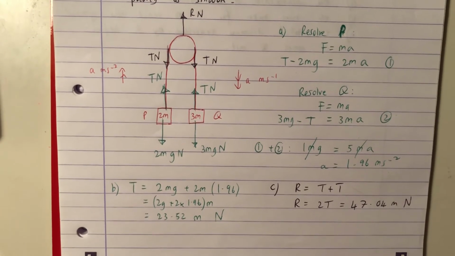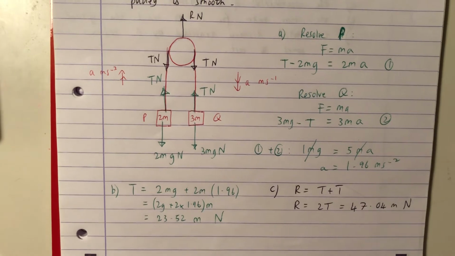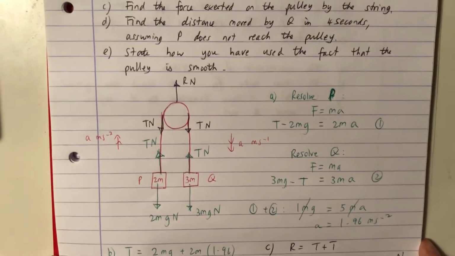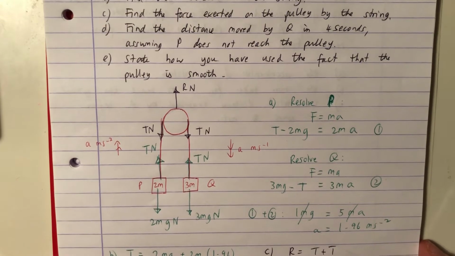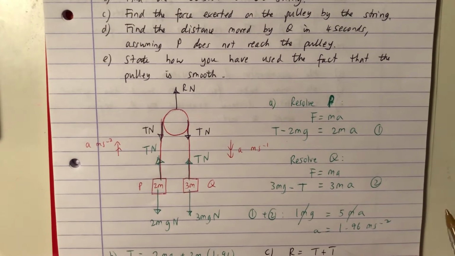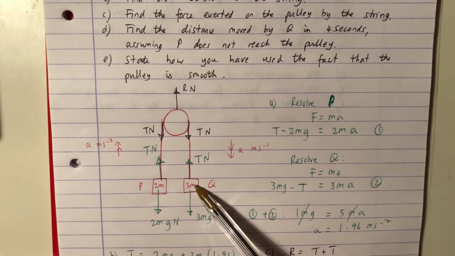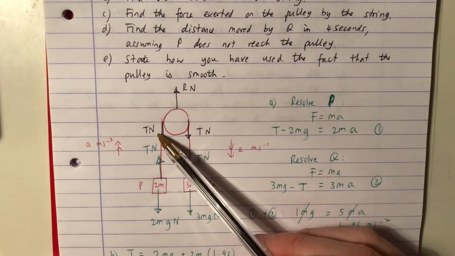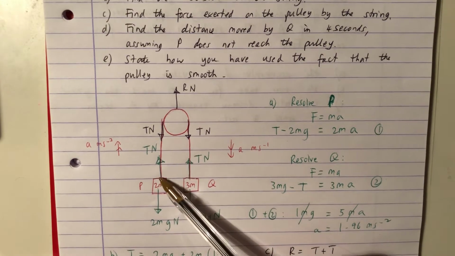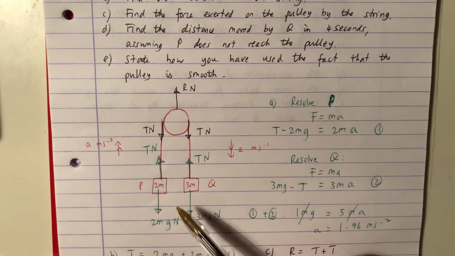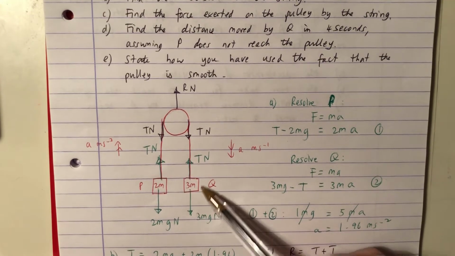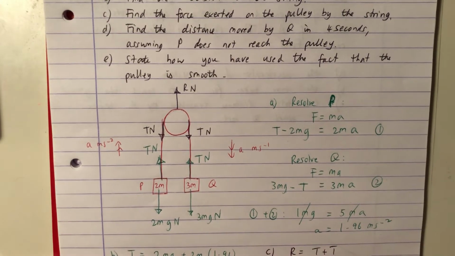Okay, let's do part D. So part D is asking to find the distance moved by Q in 4 seconds, assuming P does not reach the pulley. So Q is going to fall, P is going to go upwards. In 4 seconds, this string is long enough so it doesn't hit the pulley, otherwise something different would happen. So we're just going to let Q drop for 4 seconds. I want to find the distance moved.